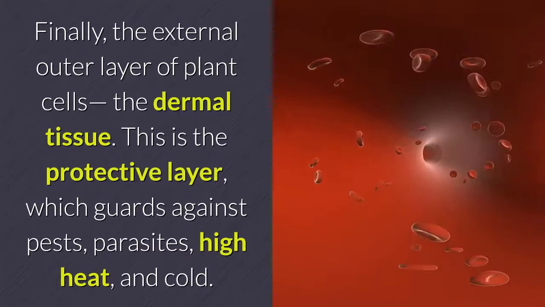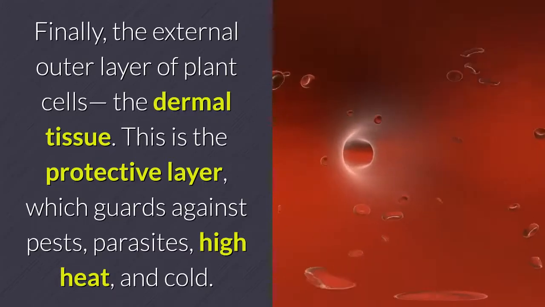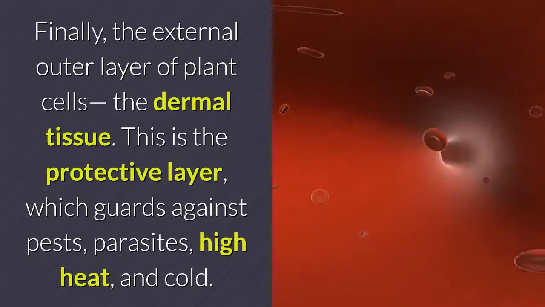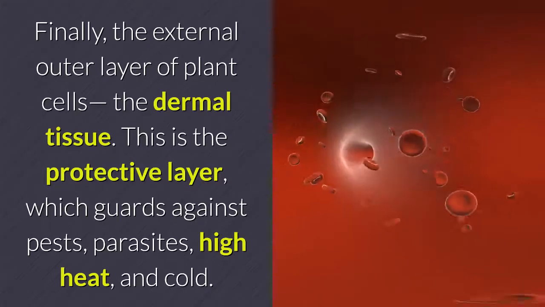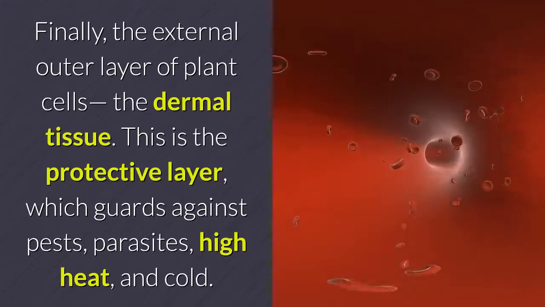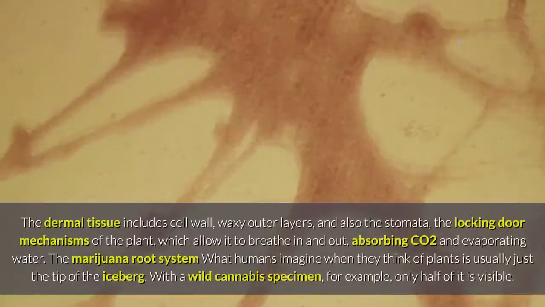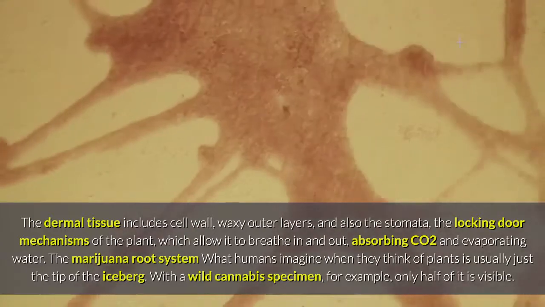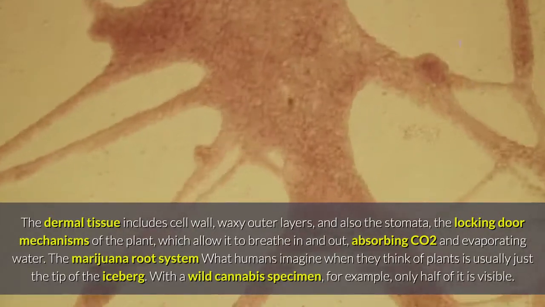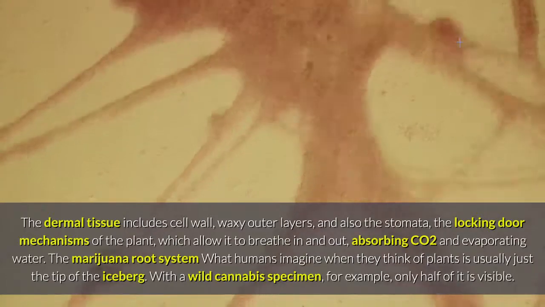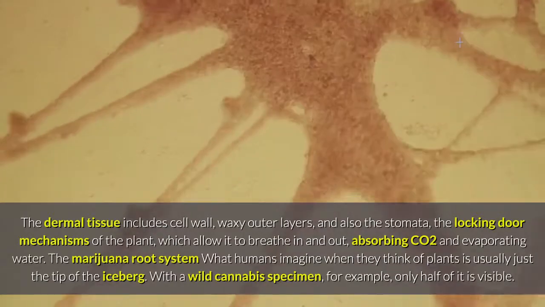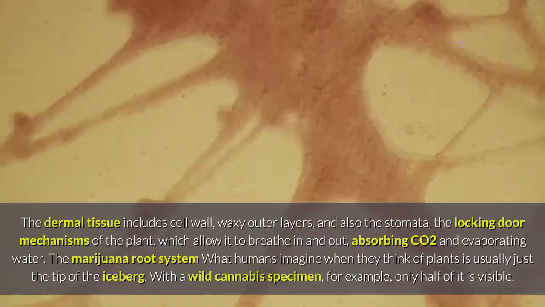Finally, the external outer layer of plant cells, the dermal tissue. This is the protective layer, which guards against pests, parasites, high heat, and cold. The dermal tissue includes cell wall, waxy outer layers, and also the stomata, the locking door mechanisms of the plant, which allow it to breathe in and out, absorbing CO2 and evaporating water.